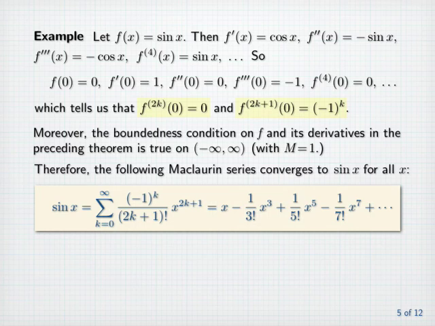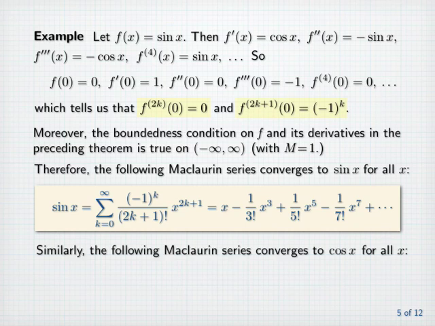Notice that formula gives us only the odd order terms, x minus 1 over 3 factorial x cubed plus 1 over 5 factorial x to the 5th minus 1 over 7 factorial times x to the 7th, and so on. For the function cosine x, we would have found that all of the odd order derivatives at 0 equal 0, while the even order derivatives at 0 equal plus or minus 1. And so the following Maclaurin series converges to cosine x for all x.